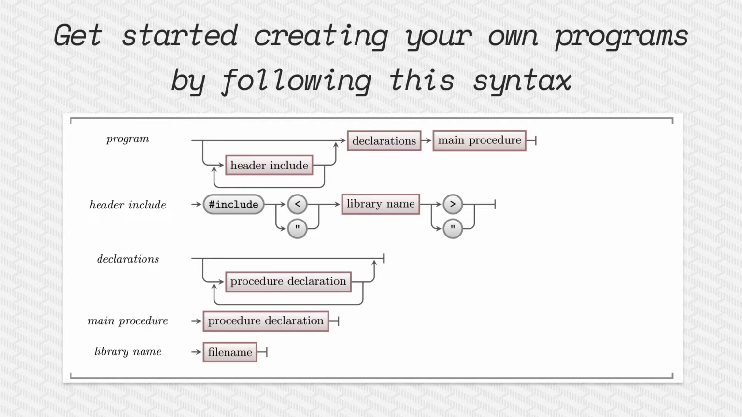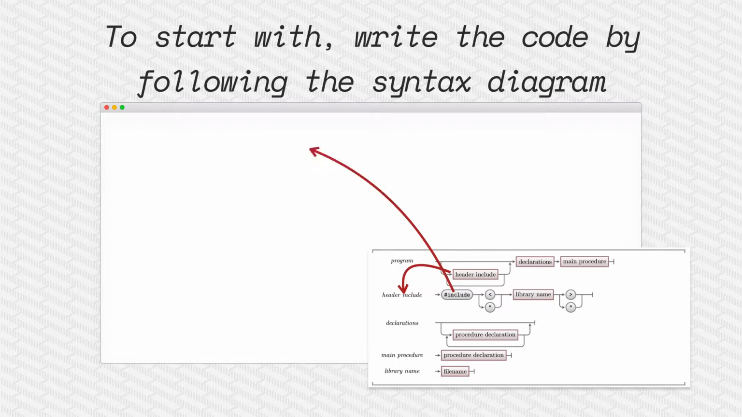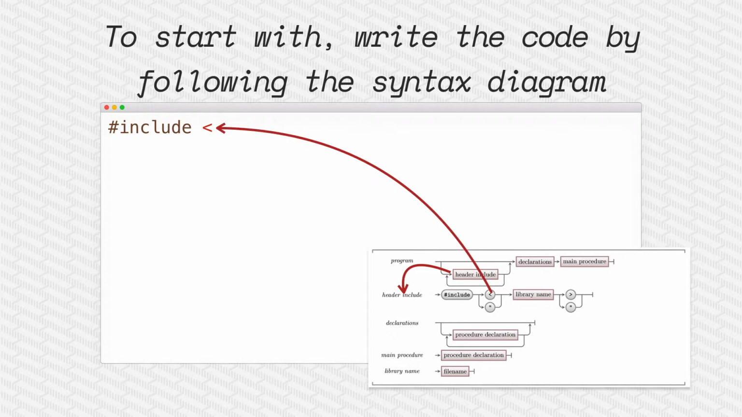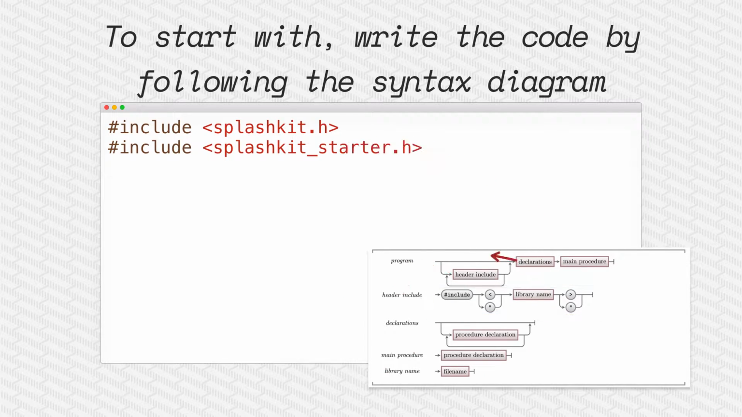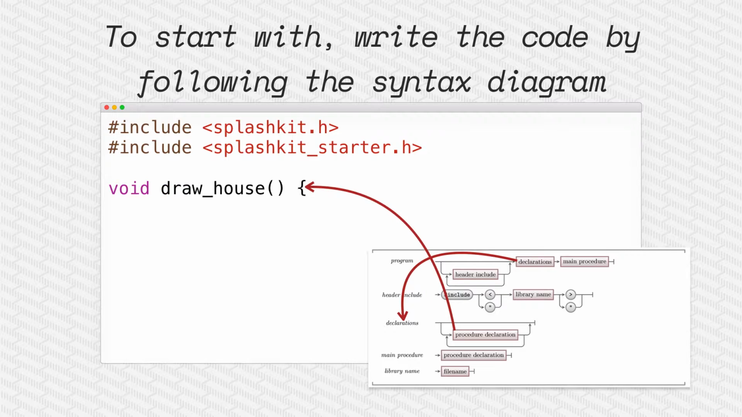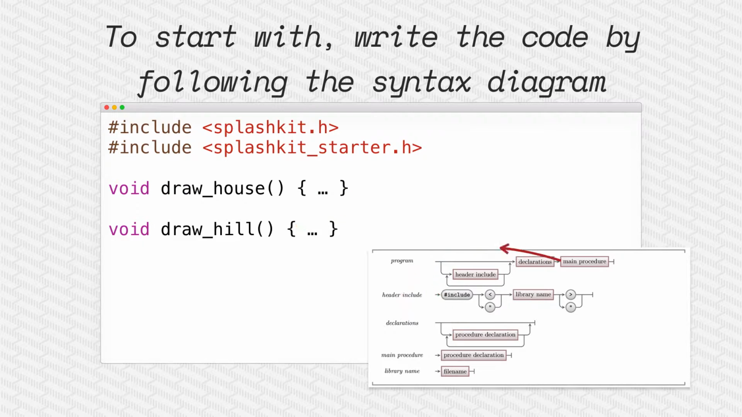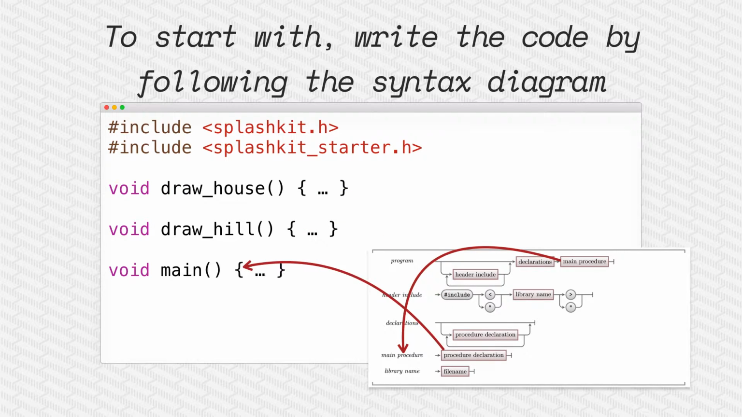Here's the syntax for writing a program. So here's an example of applying this syntax in order to create a valid program. So we've got some code at the top here that is using some different libraries. Cool, and we can declare a procedure just like this. Yep, and another procedure. And the main procedure.